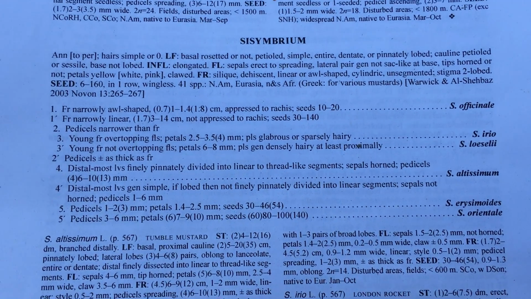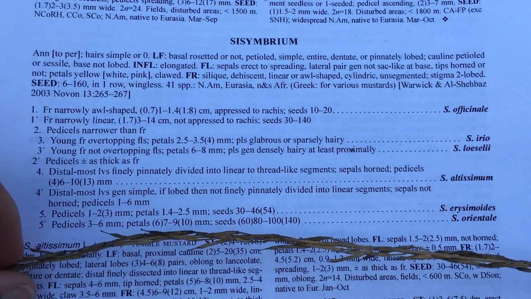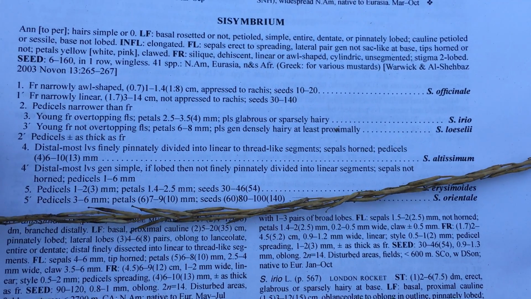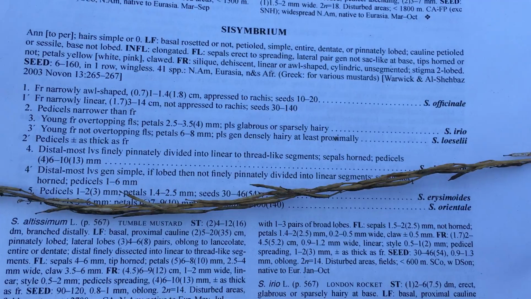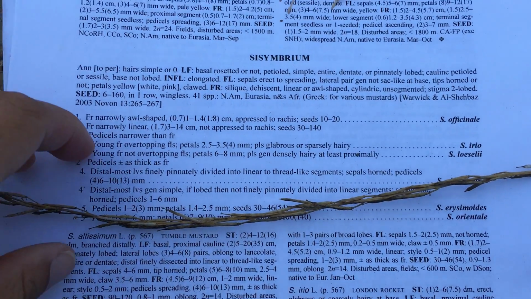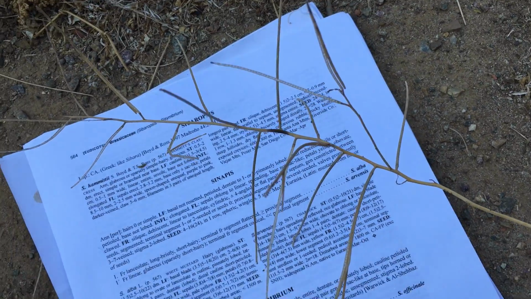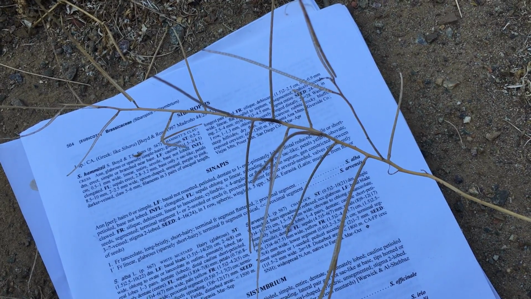So here is appressed to the rachis. This is Brassica nigra right here. So you can get an example of what that means. So rachis is just the stem, and the fruits are sitting right up against it. Clearly, our plant, the Sisymbrium, is not appressed to the rachis.